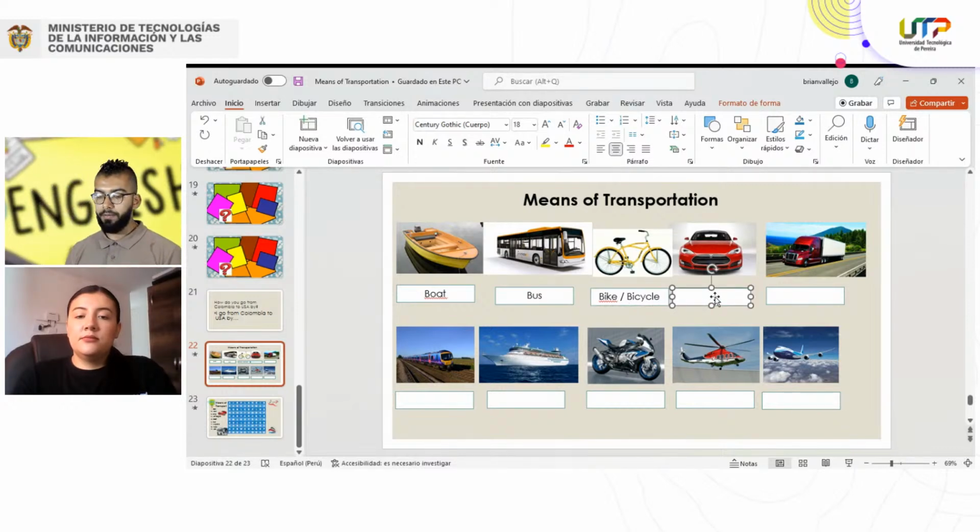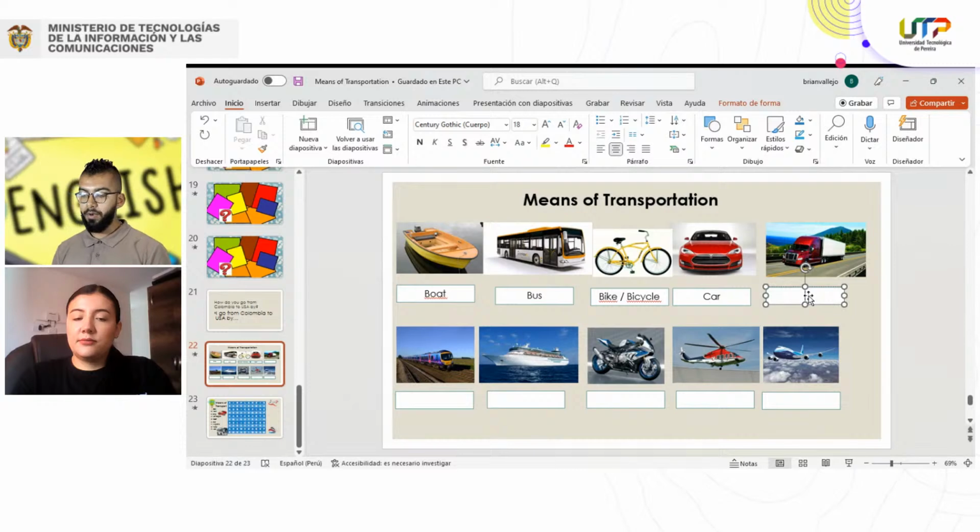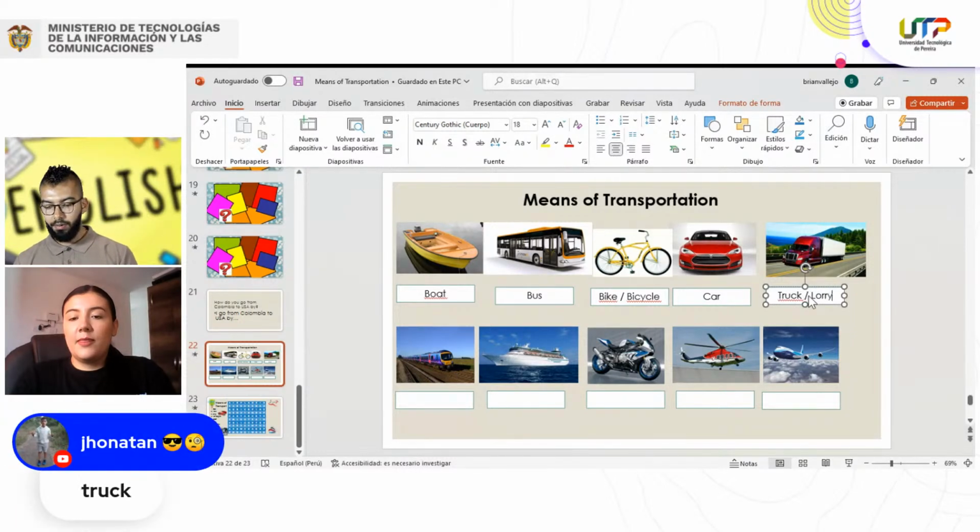What's the name of the fourth means of transportation? We also got some comments from Jimena, Javier, Jonathan. They said car. Correct. It is a car. And what's the name of the fifth means of transportation? Okay, they are just commenting from the previous one. Nobody has written the answer for this one. Okay, Jonathan says it's a truck.